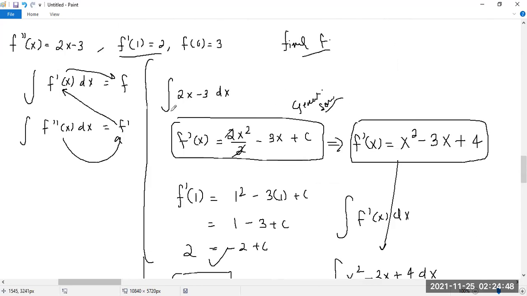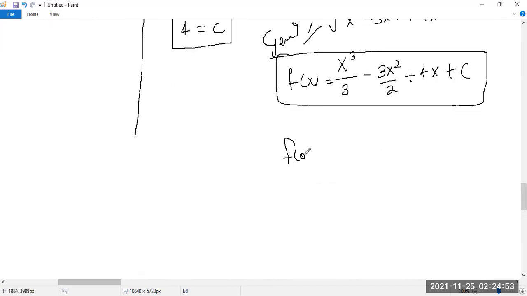But they give me a clue that f of 0 is 3. So I'll take f of 0, I'll take 0, and I'll plug it into the function.